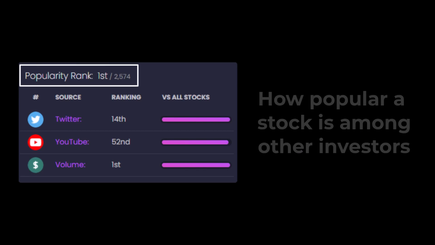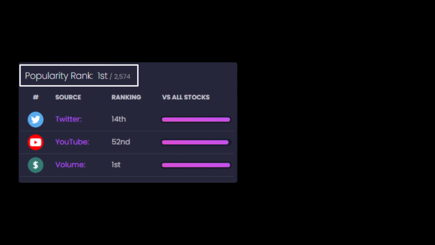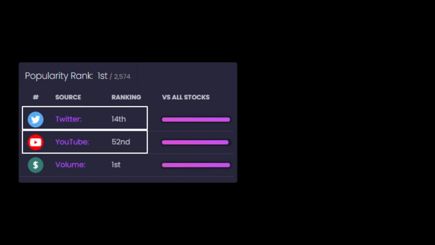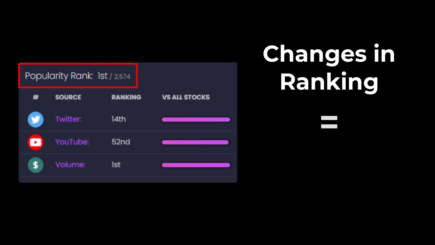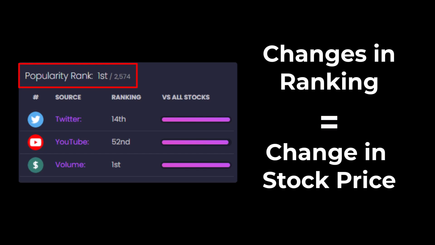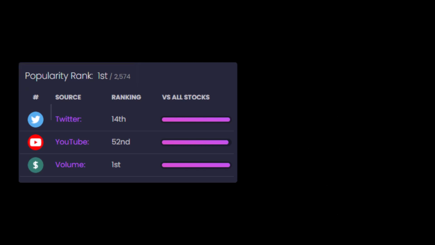In this case, Tesla is the most popular of all stocks, since it ranks very high on Twitter, YouTube, and even has the highest volume traded among all stocks. What you want to watch here is a sudden change in the rankings, meaning if a company you're analyzing suddenly goes up in ranking, this might be followed by a rise or drop in price.